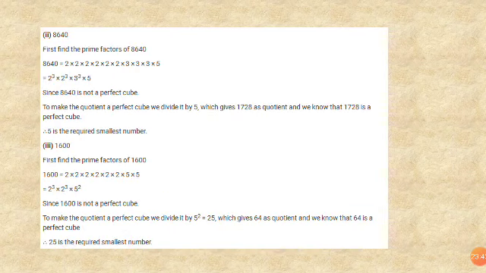8640. First find the prime factors of 8640: 2 into 2 into 2 into 2 into 2 into 2 into 3 into 3 into 3 into 5 using the division method. For the cube check, a number with unit place digit 0 must end in three zeros, that is 3, 6, 9 zeros, to be a cube. So 8640 is not a perfect cube.